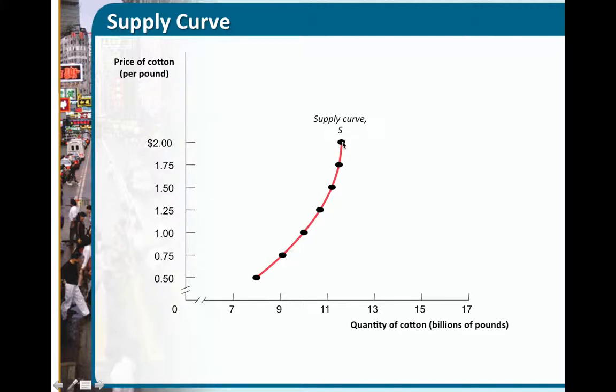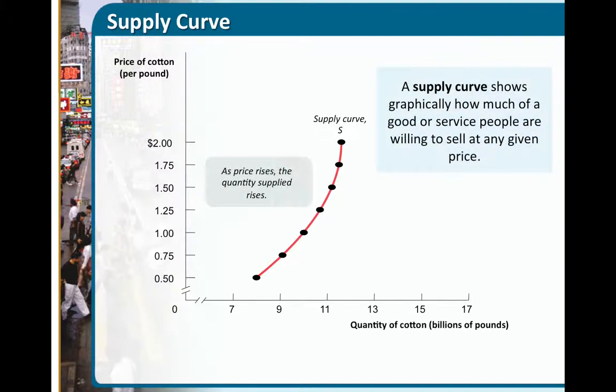So that leads us to the law of supply. As the price that a supplier can get rises, the quantity supplied also rises. This is, of course, and I will say this again, the inverse, the opposite of the law of demand.